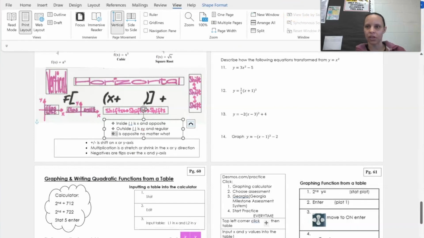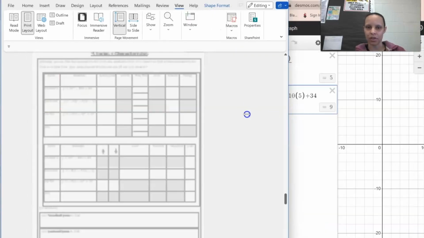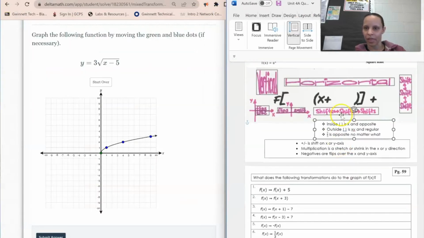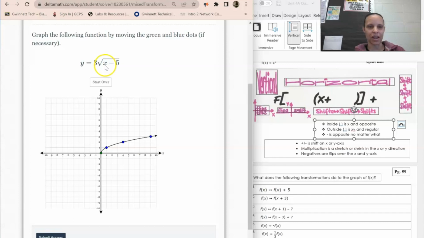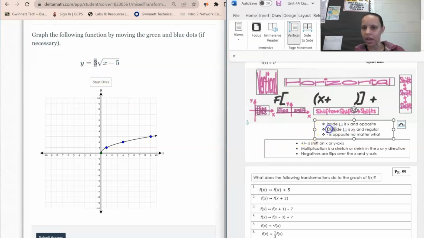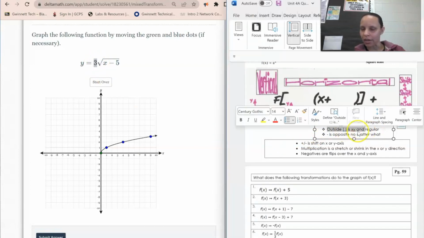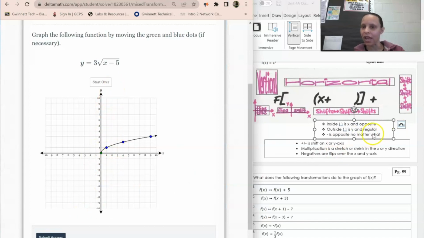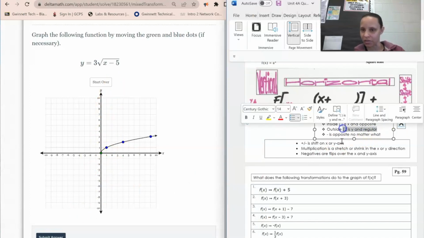Let me see if I can have both of these up there. Move this over here. Okay. Is it inside, outside, or is it a negative? My function is related to the x. Right now I have something outside and also something inside. Let's deal with this 3 first. This is outside. Outside is y and regular. So it's the y-axis, it has to do with something going up and down, and it's whatever you think. Keep this in mind.